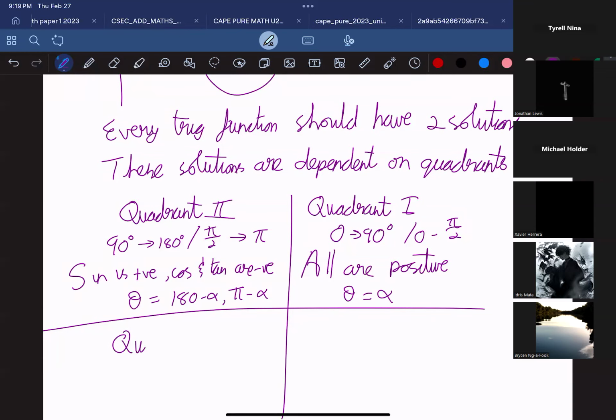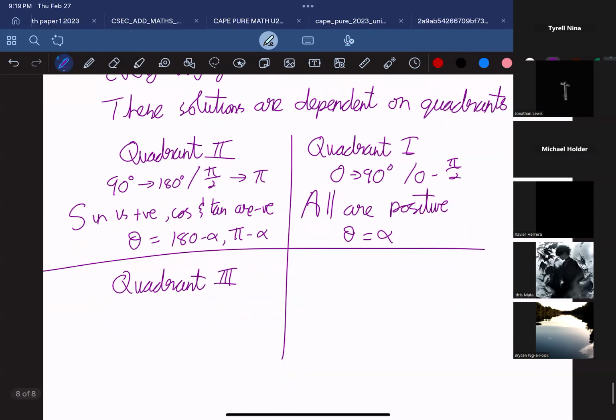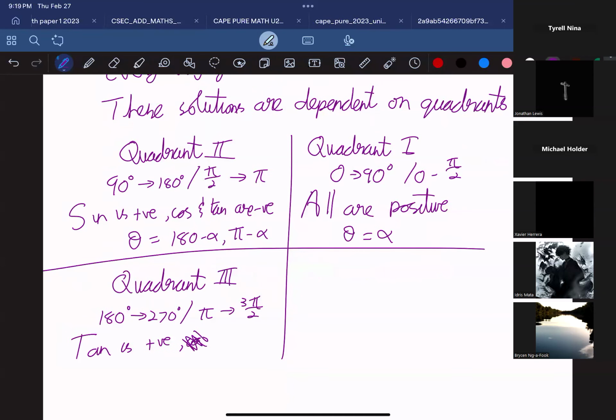We have quadrant 3, which is 180 to 270, or pi to 3 pi over 2. So tan is positive, sine and cos are negative, and my theta is 180 plus alpha, pi plus alpha.